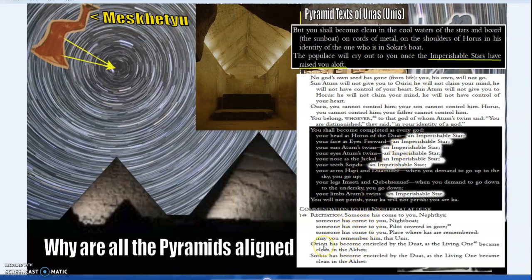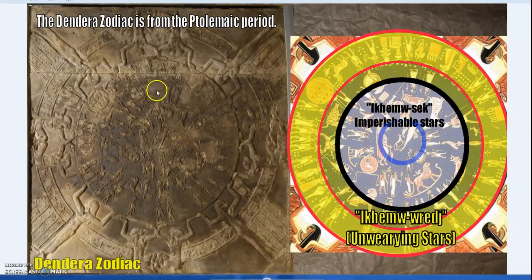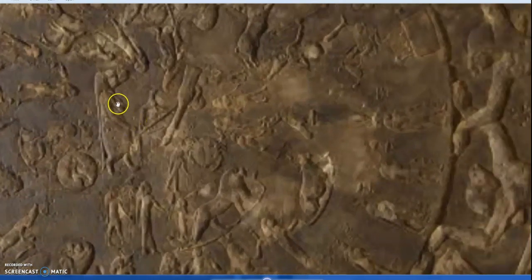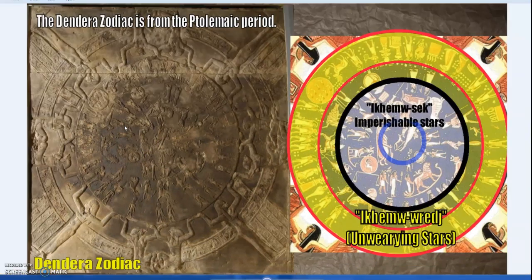Shortly after that we see there are 3 references to Orion and 4 references to Sopdet or Sirius. Orion has become encircled by the Duat, has the living one become clean in the Akhet. Sopdet has become encircled by the Duat, has the living one become clean in the Akhet. So what I'm using, this is the famous Dendera zodiac, which is also from the late Ptolemaic era. Now if you look at much older descriptions, you'll see Mesketiu, the bull's leg, and the hippopotamus together, which I referenced earlier. But what are the imperishable stars? Well, there were 2 types of stars basically for the Egyptians.